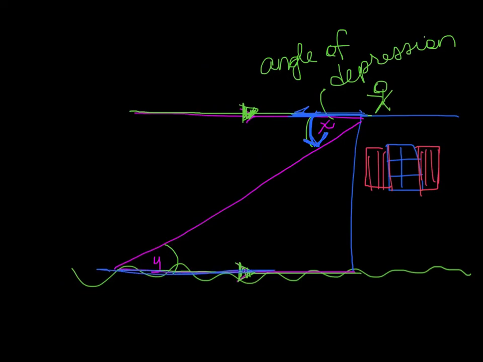Now let's look at this other one, y. Here is my ground level, and I want to know what the angle is up to the top of the building, up to the top of the building. This would be called an angle of elevation.